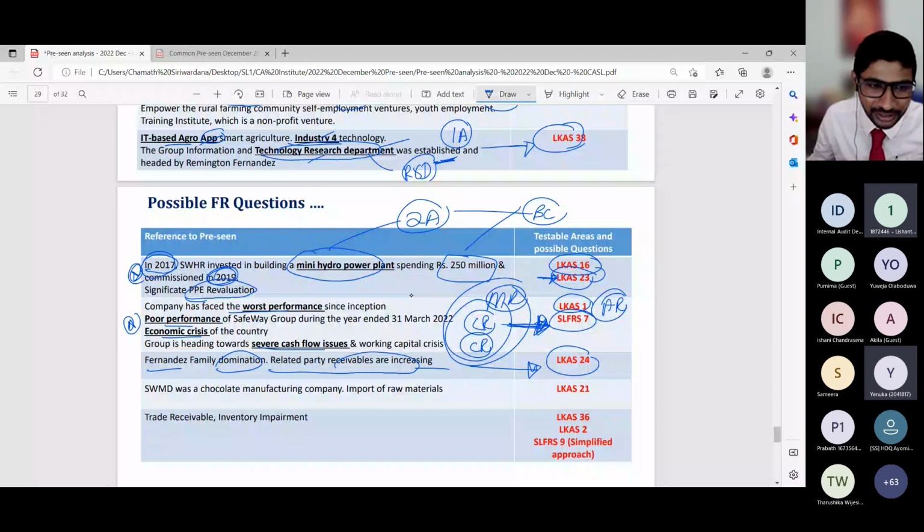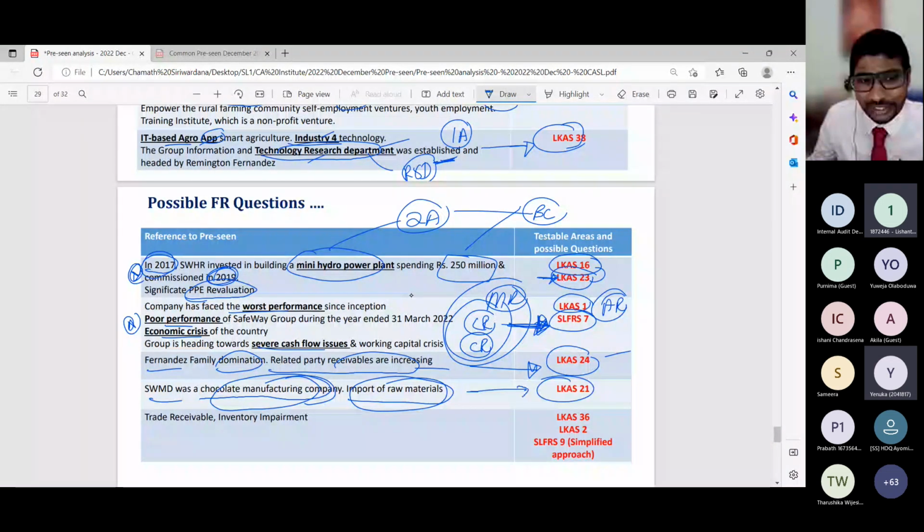And then the next one, SWMD, the manufacturing and distribution arm. This is some of the remote kind of situation that I have thought of. They are into chocolate, they have a chocolate manufacturing company, and they might import raw materials like cocoa and other things. In that case, LKS 21 might be tested. Anyway, better you go ahead with LKS 21, not even just for this section, maybe in section 1 also, they might test LKS 25. In the last paper also, you can see LKS 21 is there.